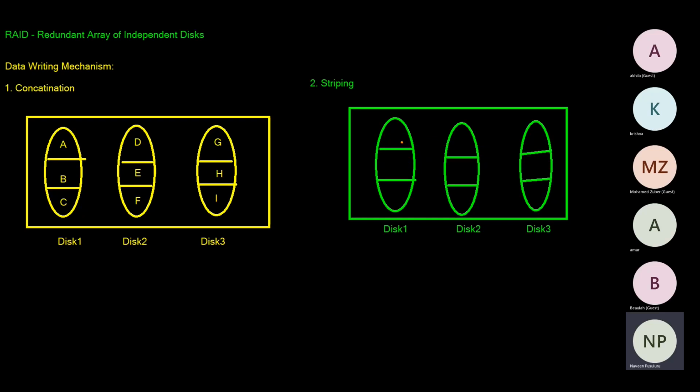When it comes to the striping data mechanism, the data will be written to all the disks in parallel, but in stripes. First, it will write the data across all the blocks in all the disks, that means the first stripe. Once that is completed, only then will it write the data to the second stripe of all the drives. Once the second stripe is completed, it will go to the third stripe.